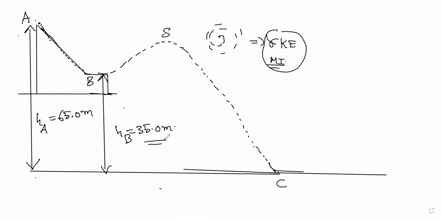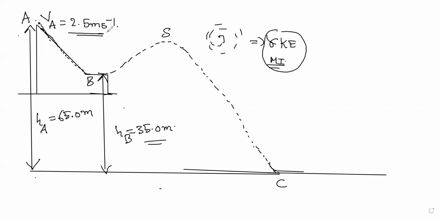And what else have they given? At the point A, he has the initial speed, VA is 2.5 meters per second. This is the initial speed that he has. With the initial speed of 2.5 meters per second, he then reaches B.